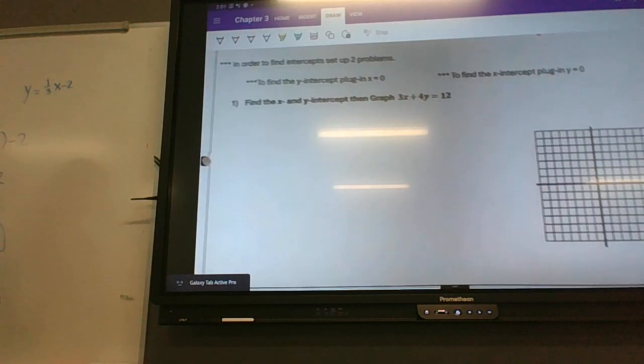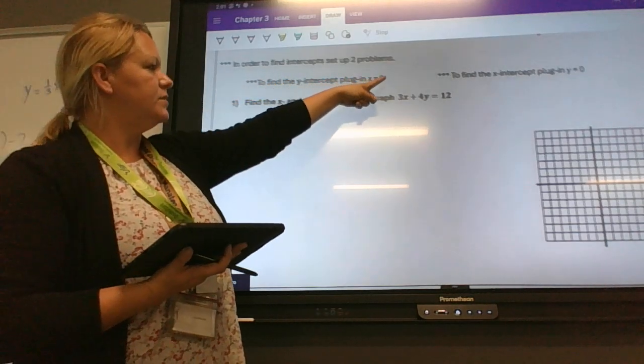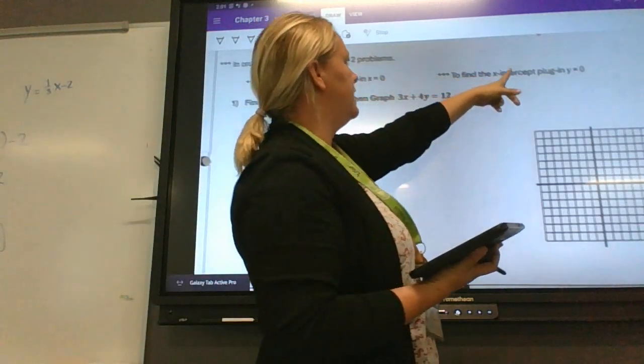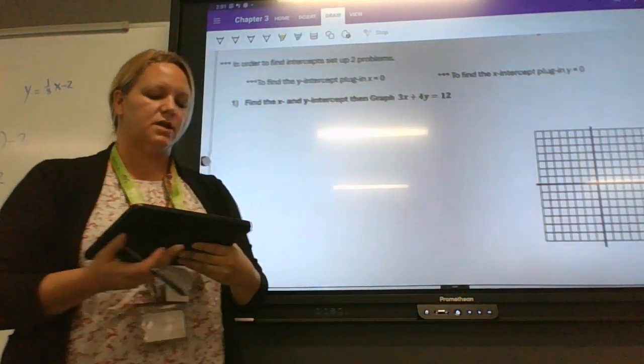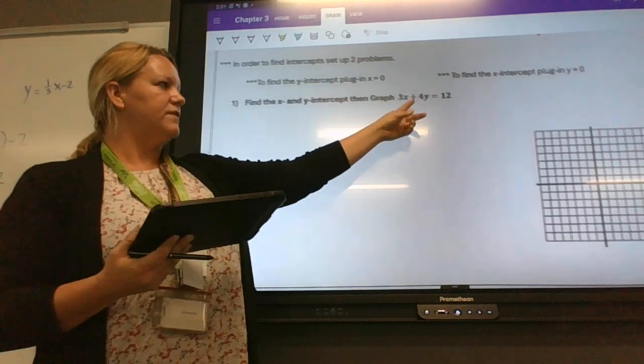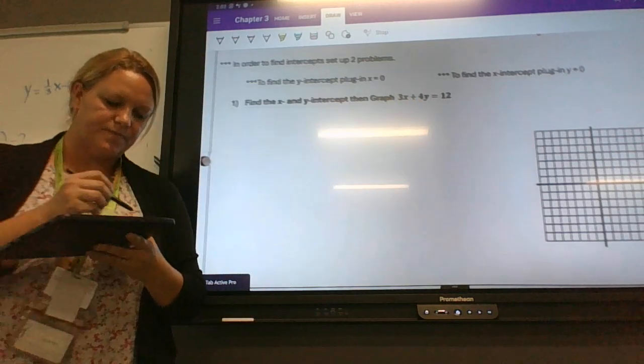All right, in order to find intercepts, you're going to have to set up 2 problems. To find the y-intercept, plug in x equals 0. To find the x-intercept, plug in y equals 0. So we are going to graph this linear equation.